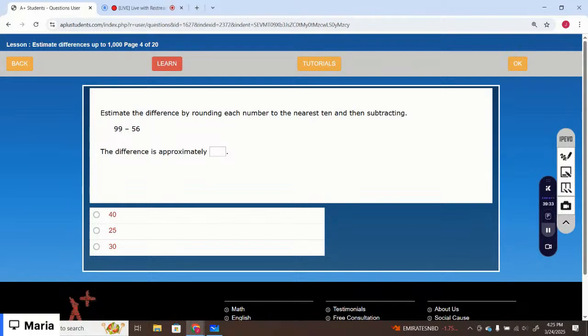99 is rounded to 100 and 56 is very good. The correct option is 40. Option number 1 is the correct option.